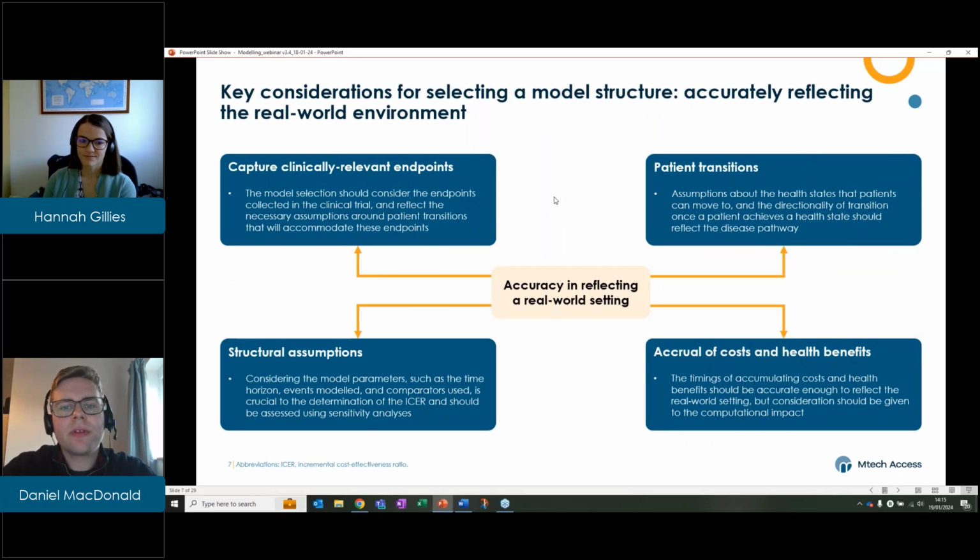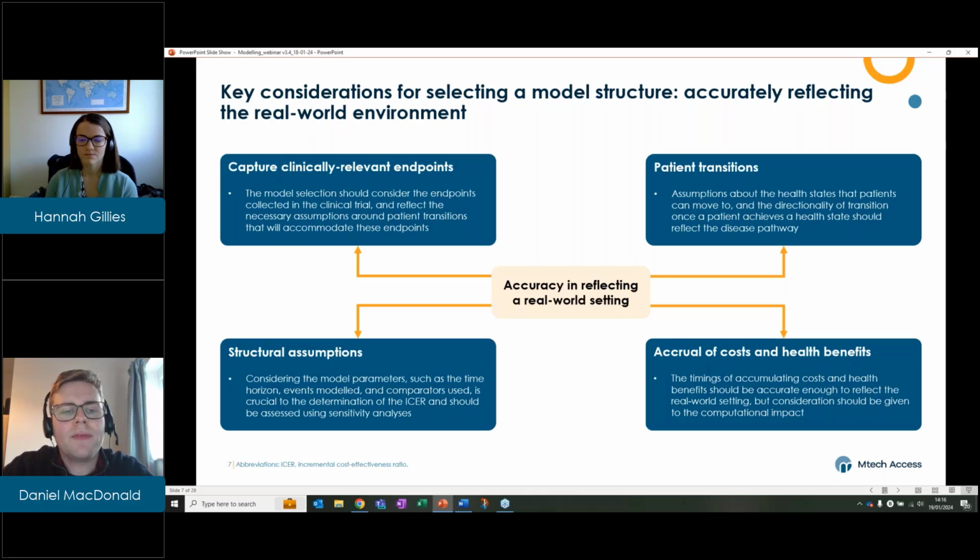So this slide talks about the importance of accuracy when reflecting a real-world setting. Four key areas which highlight the importance of accuracy include being able to capture clinically relevant endpoints. Examples here being that you want to collect endpoints which are most commonly used in a clinical environment. You want those that are most relevant to the clinical setting and decision makers. It's also important to collect endpoints which are common across clinical trials of those of competitors.